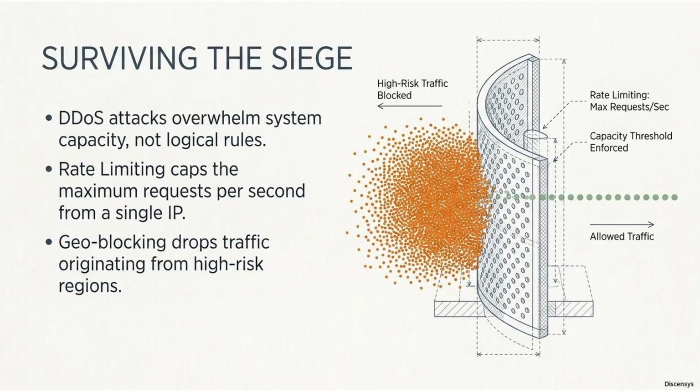Then rate limiting caps the maximum requests per second from a single IP, that is, it tries to track and hold. Then geo-blocking drops traffic originating from high risk regions, right? In order to maintain the traffic in a uniform way. So geo-blocking drops the traffic originating from high-risk regions. You could also try to understand from the image displayed here, which is actually very realistic.